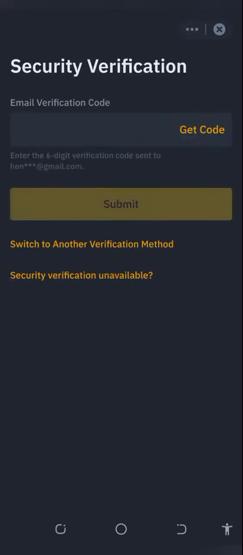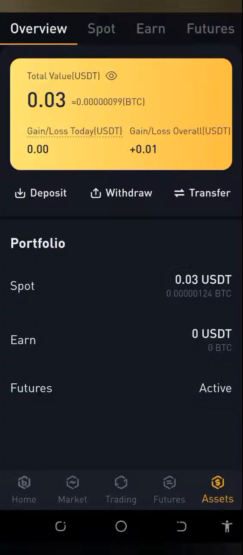Okay, I'll do my verifications and I'll see you on the other side. All right, I'm already in Bitrue and it hasn't arrived yet. So let me just refresh. As you can see here, I've got 0.03 USDT. That's a really, really tiny amount of money. So let's see how this goes.